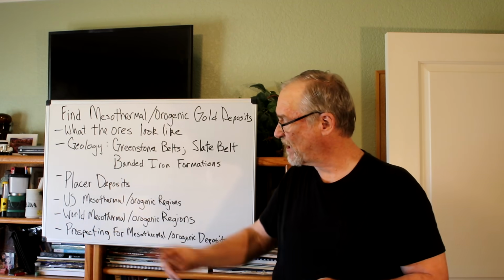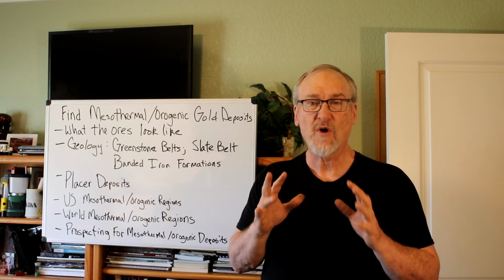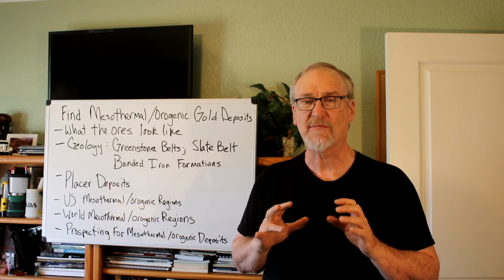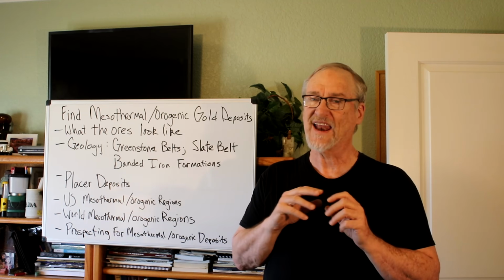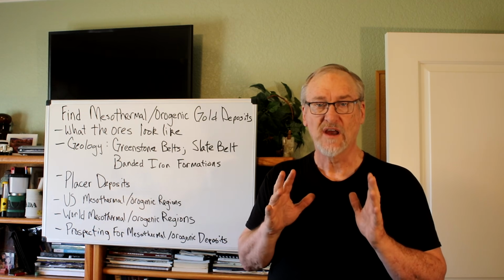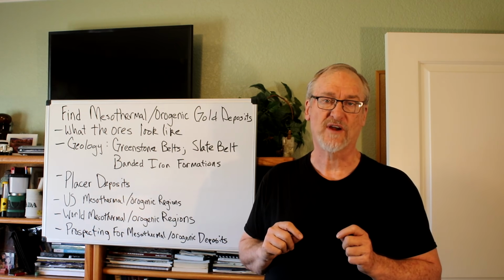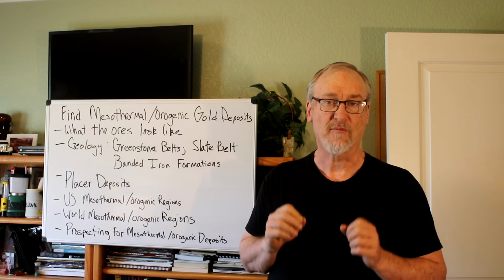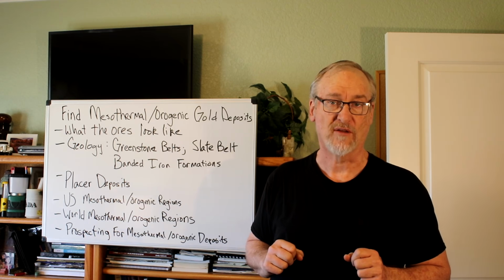Let's talk next about placer deposits. The erosion of these orogenic or mesothermal types of deposits has created some of the richest gold placers that have ever been mined by mankind. In almost all areas where these types of quartz veins are exposed, there is some type of placer that's derived from them where there's been any kind of erosion at all.